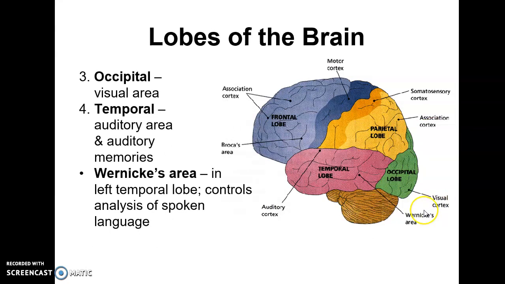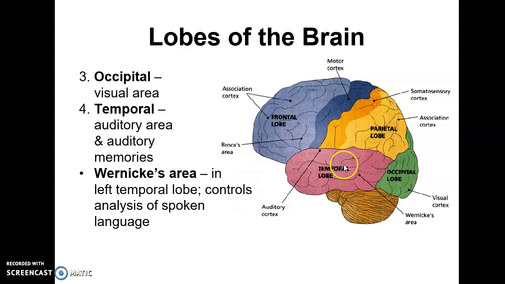Occipital lobe is going to be the most posterior portion of the brain. That is responsible for visual, so that's going to be interpreting visual information. And then the temporal lobe is going to be on the side here, the lateral portion of the brain. And that is going to be auditory. That is where we're going to have sound memory, so auditory interpretation.